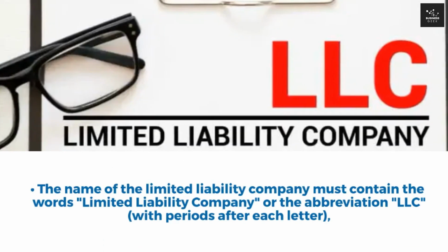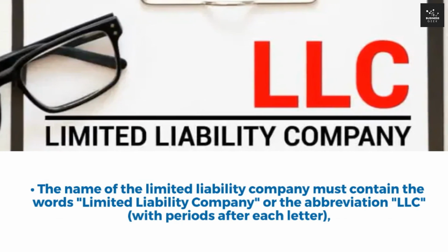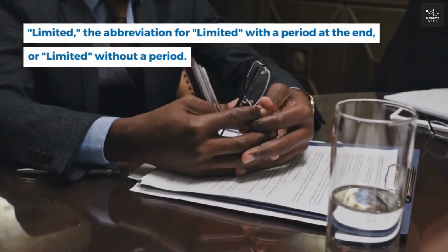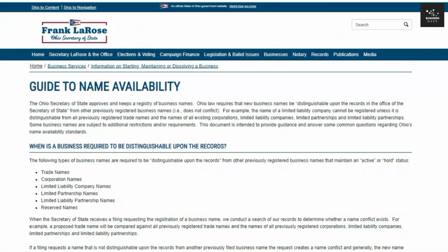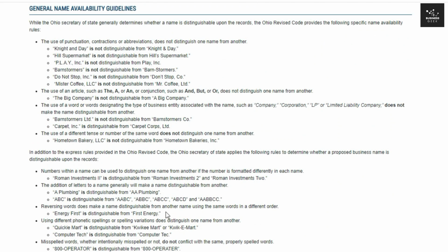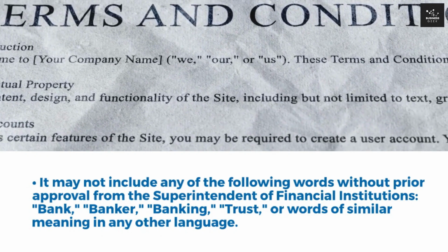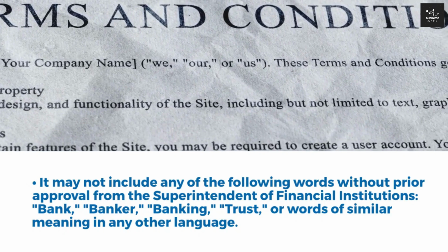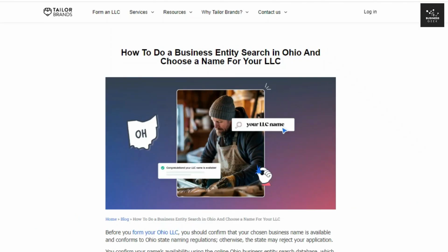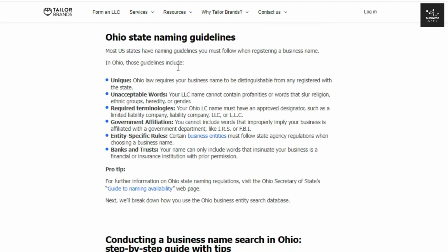The name of the limited liability company must contain the words Limited Liability Company, or the abbreviation LLC, with periods after each letter, Limited, the abbreviation for Limited with a period at the end, or Limited without a period. The name must be distinguishable on the records of the Ohio Secretary of State from the name of any other business entity. It may not include any of the following words without prior approval from the Superintendent of Financial Institutions: bank, banker, banking, trust, or words of similar meaning in any other language. You can learn more about the Ohio naming guidelines by visiting our How to Start an LLC in Ohio page.